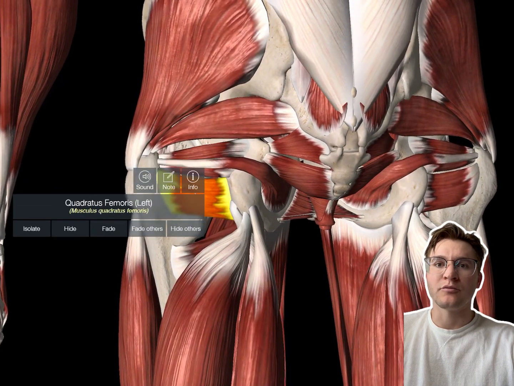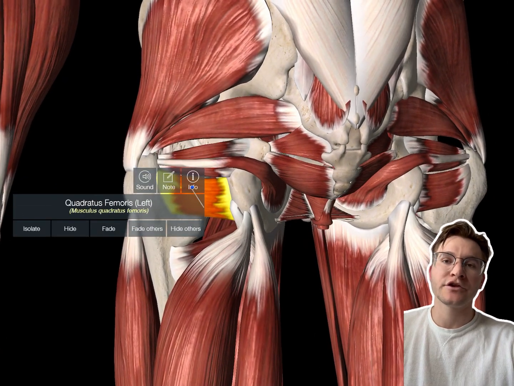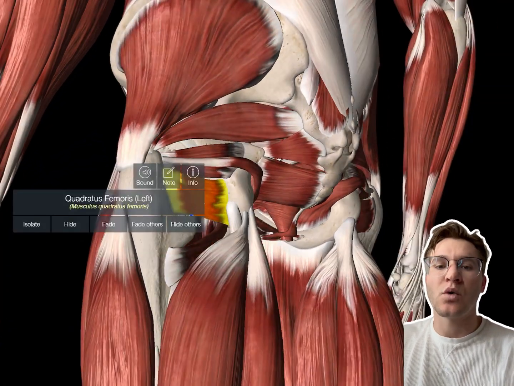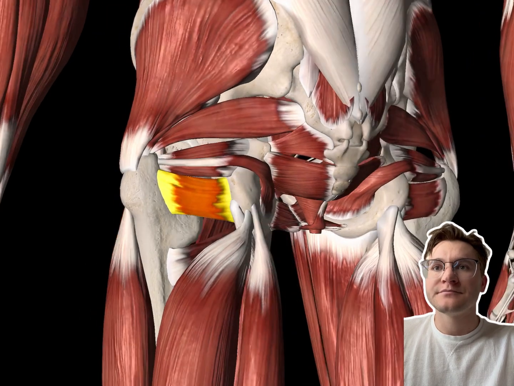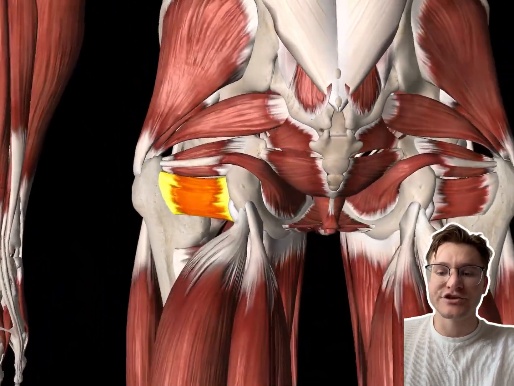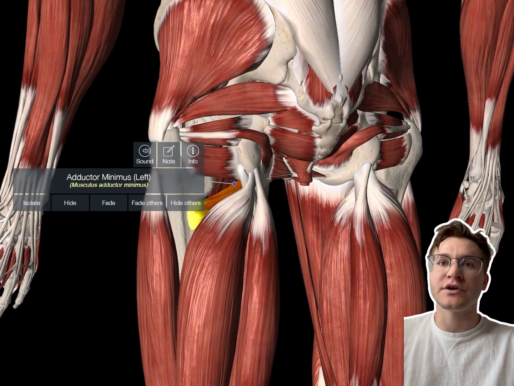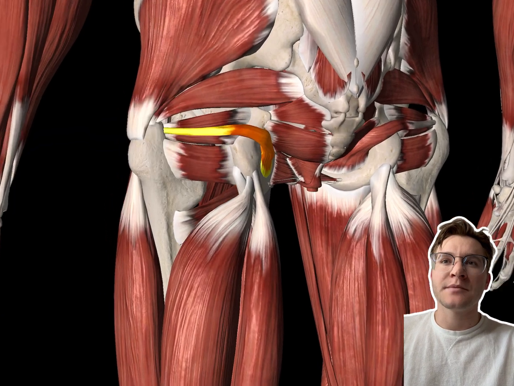There's our quadratus femoris muscle, which is rectangular in shape. And its insertion is our quadratus tubercle of the femur, so it's named after the muscle itself. And then let's look for our obturator externus.